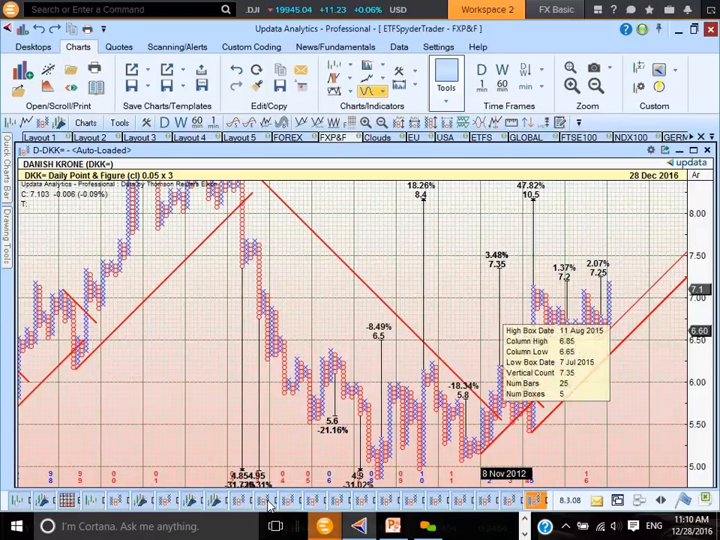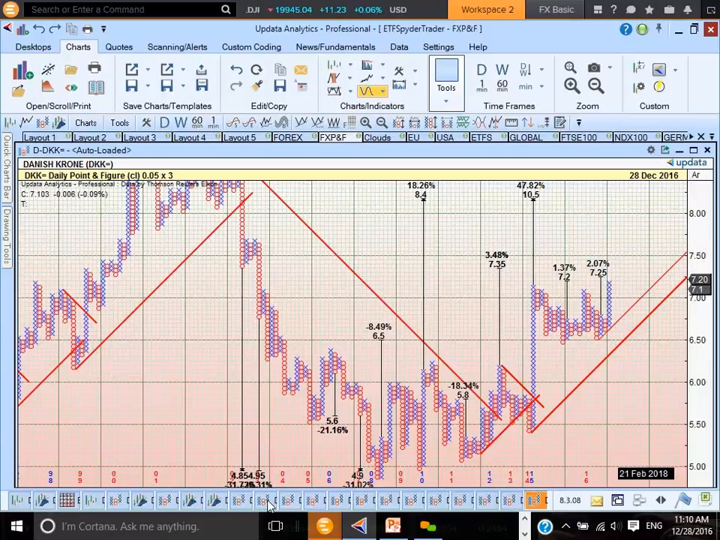Danish krona, US dollar Danish krona, 7.25, 7.2 targets. These are the targets to the upside with a 7.35 longer-term target there to meet to the upside, and that corresponds well with a 750 cluster of resistance here.